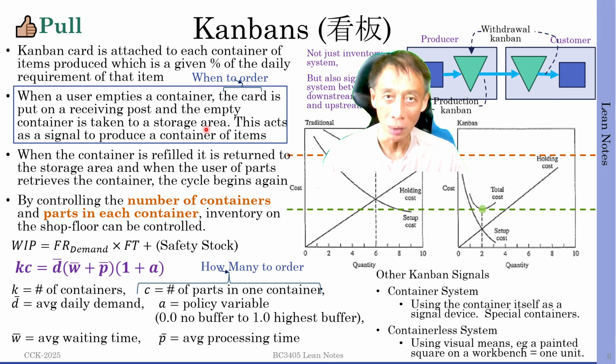And producer, please prepare your work. So this acts as a signal to produce. So when to order? Whenever the customer's input Kanban is emptied out. That's one way to talk about it. Of course, we can vary that definition.